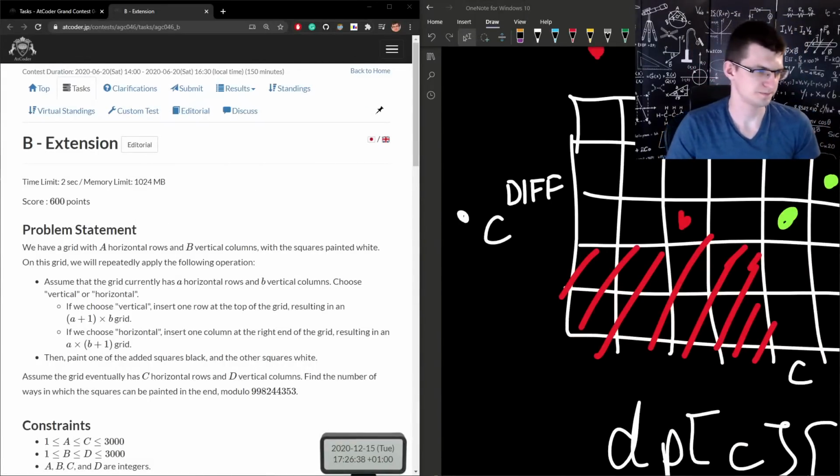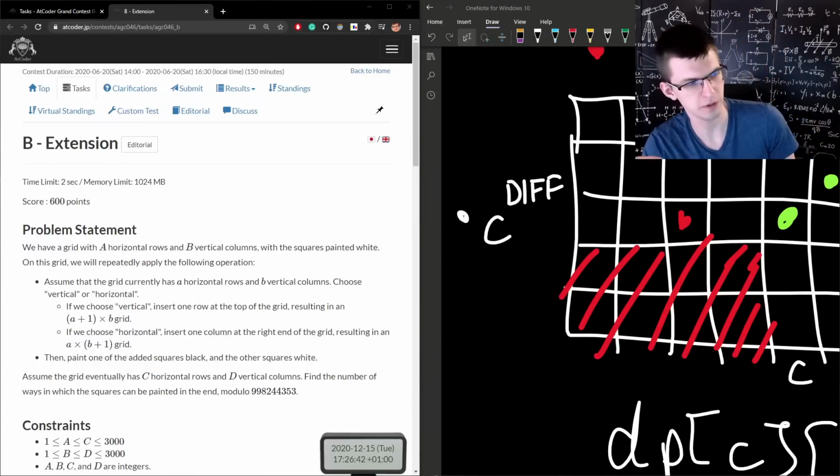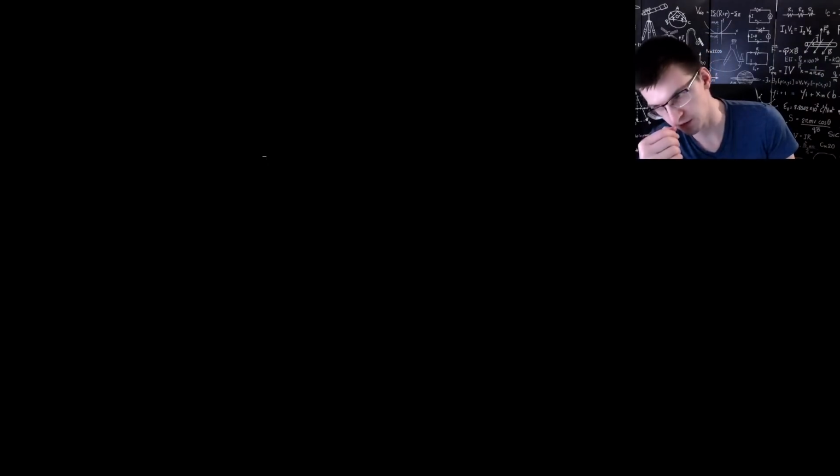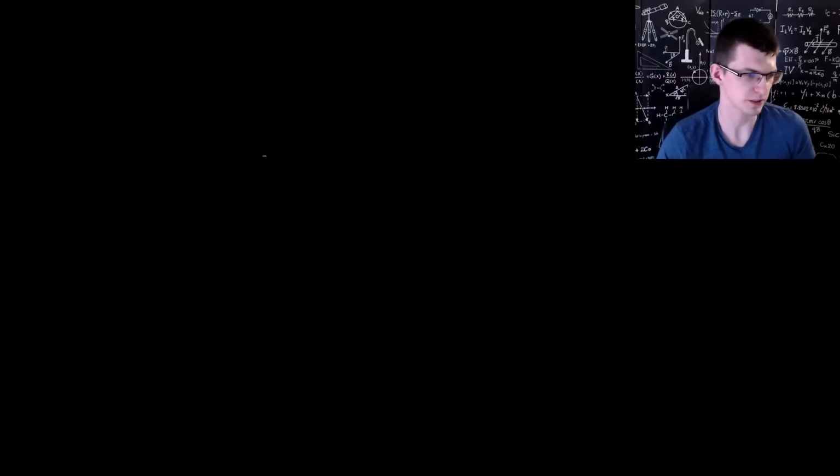Let's code this. I will first implement cubic dp, make it work for sample tests, and after that I will speed this up to quadratic.